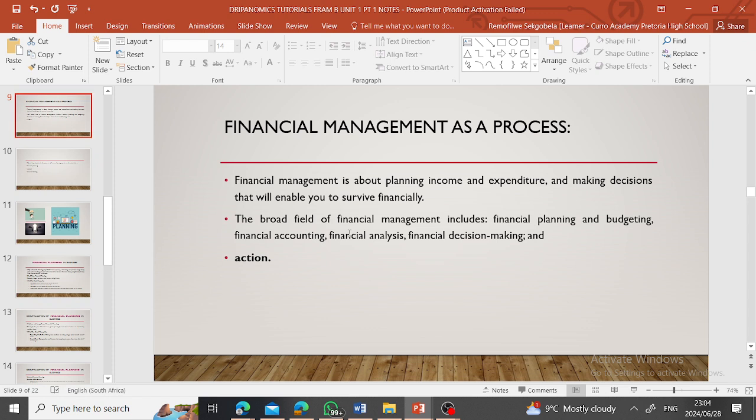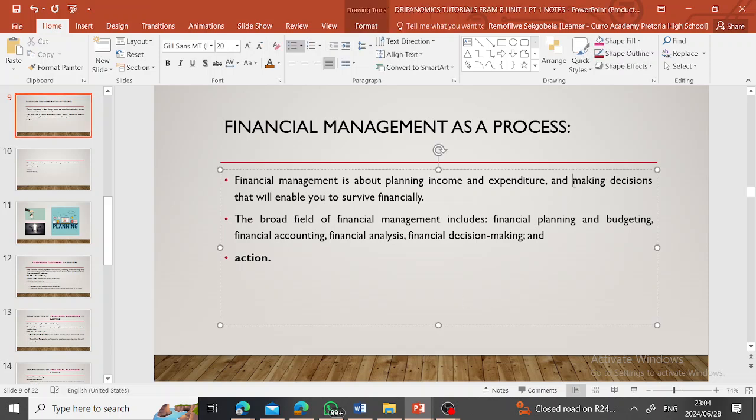Let's move on to this page. Financial management as a process. So what is it? We said that the objective is about maximizing shareholders' wealth, increasing the value of the company, and if possible, increasing the share price to the highest price possible. But as a process, it is about planning income and expenditure and making decisions. Again, guys, you have to be making decisions as a financial manager. It's about making decisions that will enable you to survive financially.